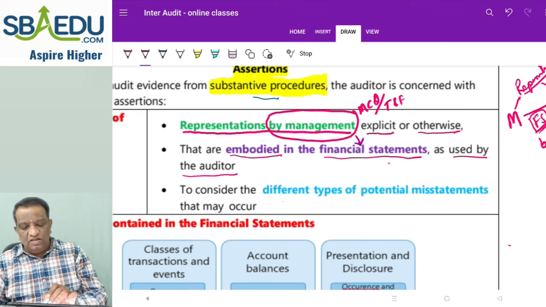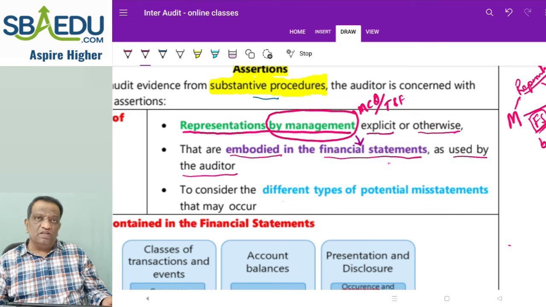Now one last thing. When you say these are representations by the management, is it that the management is going to give any letter to the reader? Are they going to put it in writing and give it to the reader?